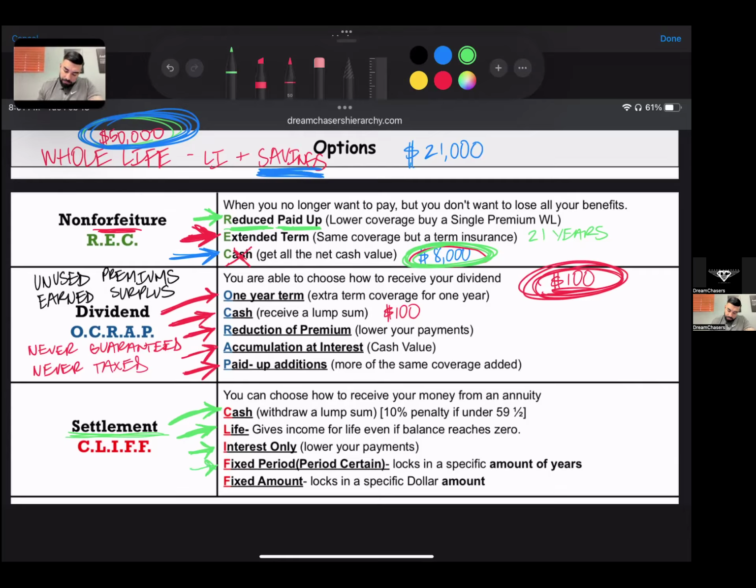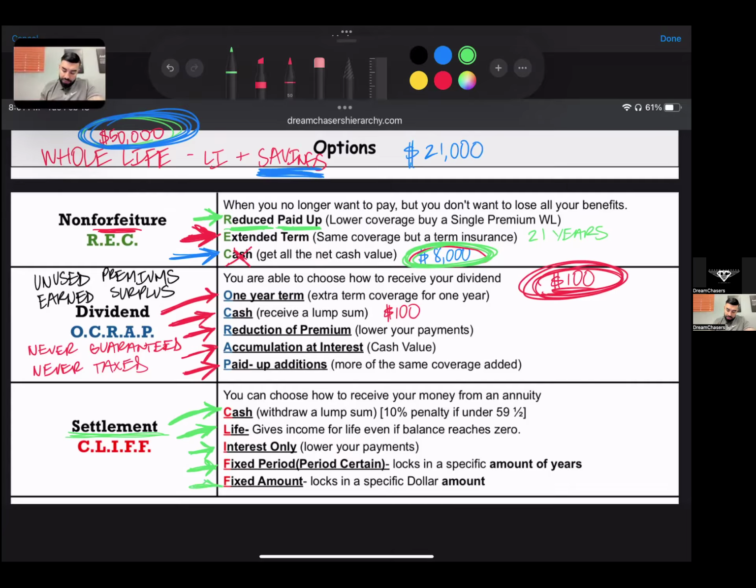Fourth is a fixed period or period certain. And here is where the death benefit, right, or the money from the annuity is going to be paid out over a fixed period of time. So this is where you say, okay, I have $300,000 of coverage. When I pass away, I want that to be paid out to my beneficiaries over the course of the next 20 years. So then the company's going to divide it into even payments of that 300,000 over the next 20 years. Okay. So fixed period is where you're selecting a specific amount of time.